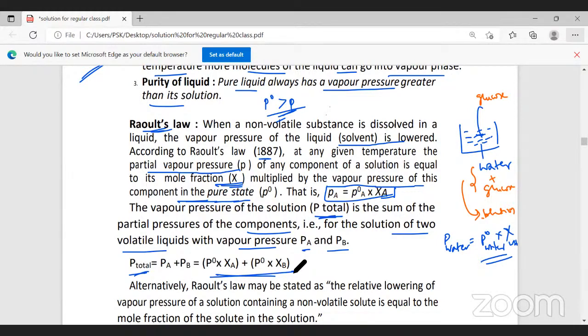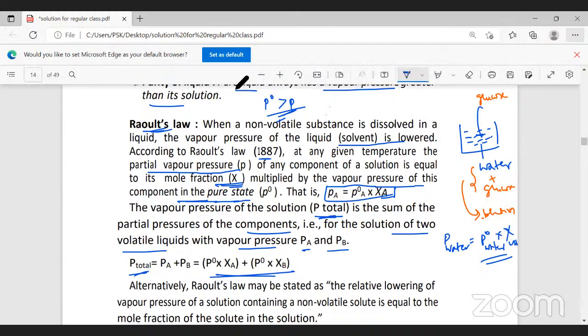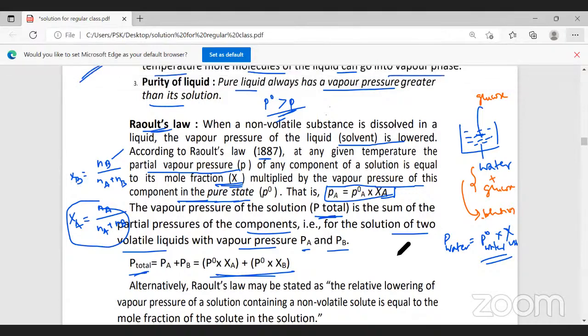Someone tell me, how do we calculate the mole fraction? What's the formula to calculate the mole fraction of a solute? If I represent it as B, it is the number of moles of solute divided by the number of moles of solvent plus the number of moles of solute. Likewise, the mole fraction of solvent is the number of moles of solvent divided by the number of moles of solvent plus the number of moles of solute. So, the number of moles of a particular component divided by the total number of moles of solution gives you the mole fraction of that component.